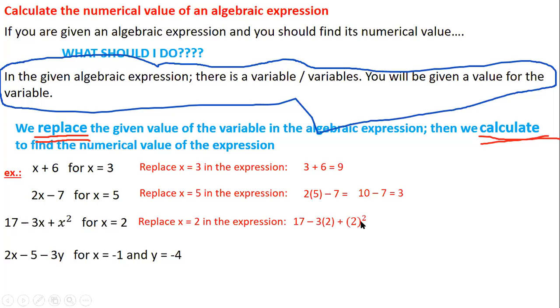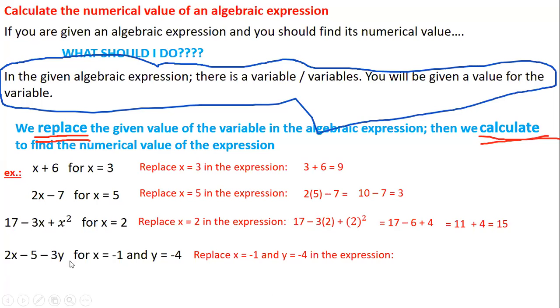did here. Now, 17. Negative 3 times 2 is negative 6, and 2 squared is 2 times 2, which is 4. Now 17 minus 6, of course, it is 11 plus 4, the answer is 15. So this is how we replace a variable in an algebraic expression.